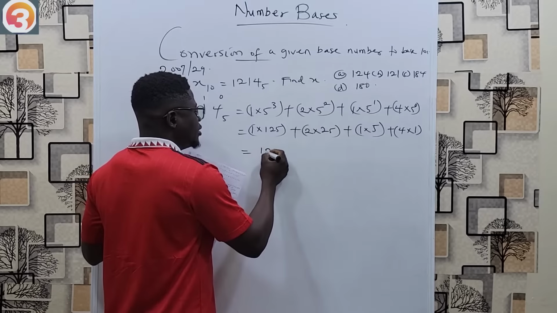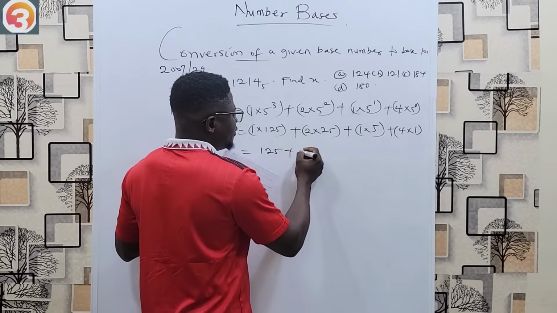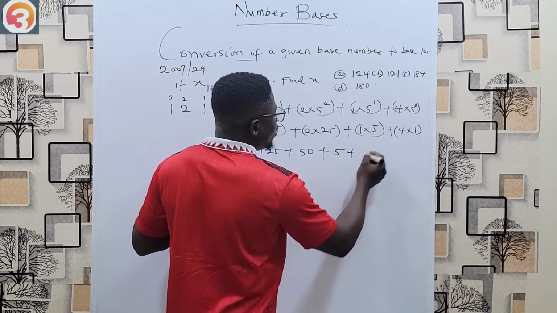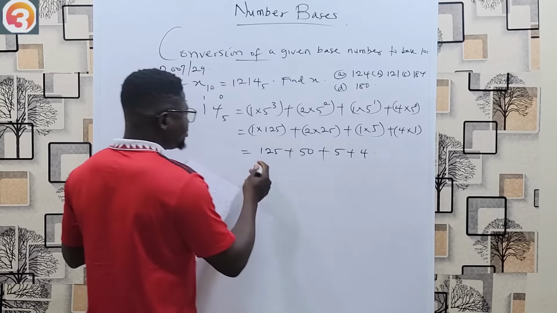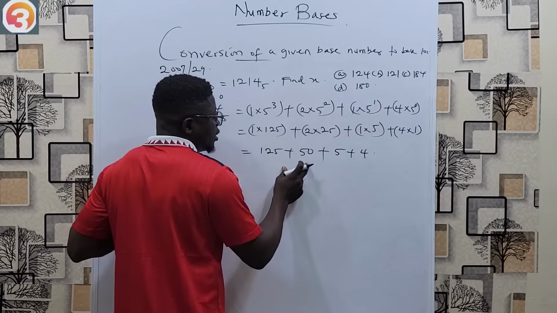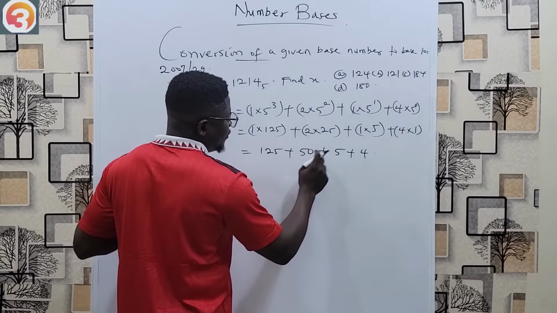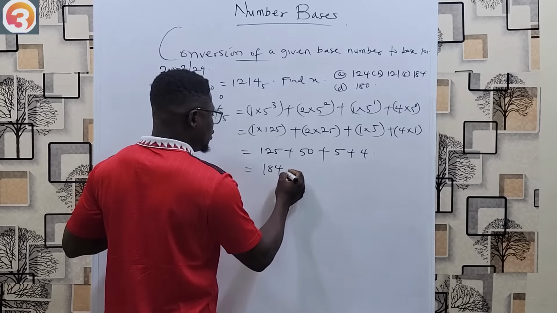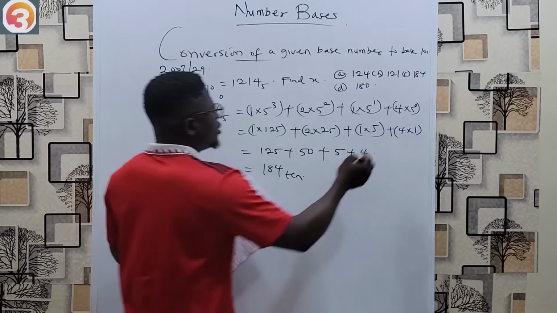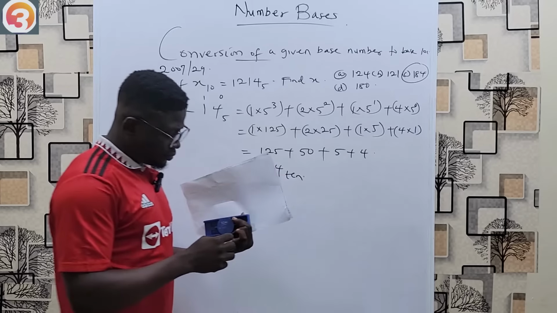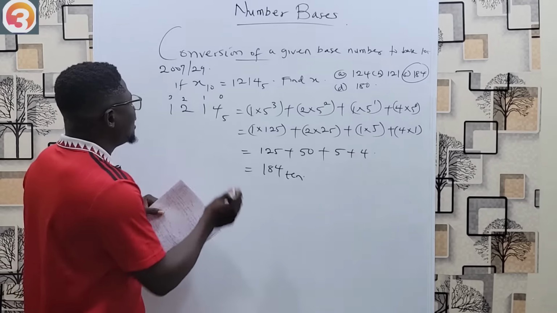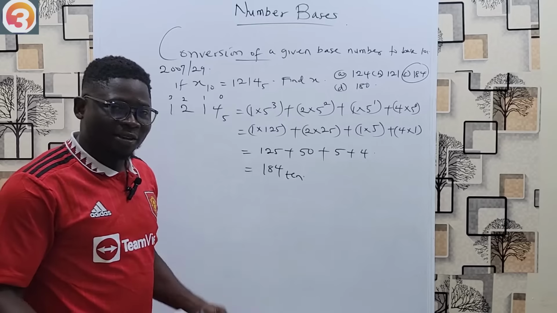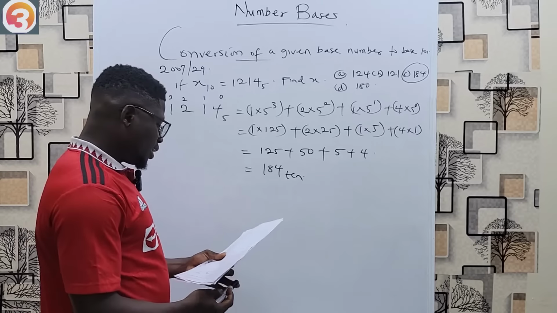1 times 125 is 125, plus 2 times 25 is 50, plus 1 times 5 is 5, plus 4 times 1 is 4. So you add 125 plus 50 is 175, 175 plus 5 is 180, 180 plus 4 is 184 base 10. What option corresponds with that? Option C. So x base 10 is equal to 184 base 10. So we have found the value of x. It's as simple as ABC.